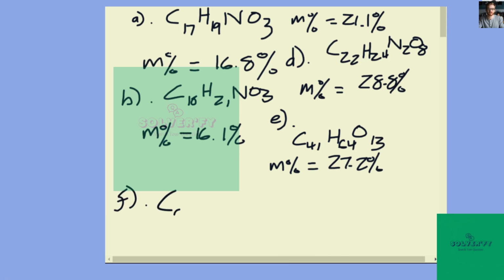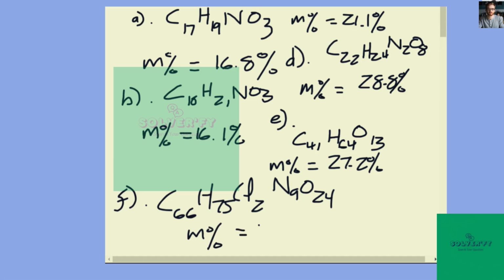And in our last part, we have this compound. So the contribution due to oxygen would be 24 times 16. And then we have the rest of our compound. And as a result, we can find that the mass percentage of oxygen is equivalent to 26.5%. And this gives our final answers.